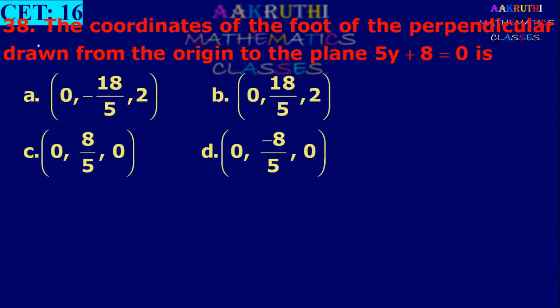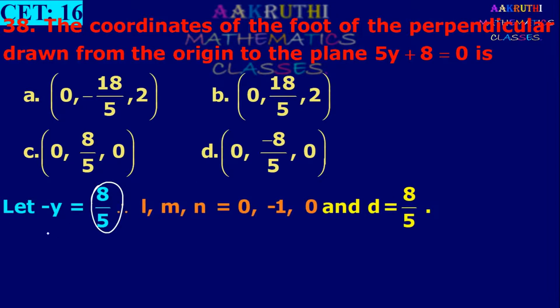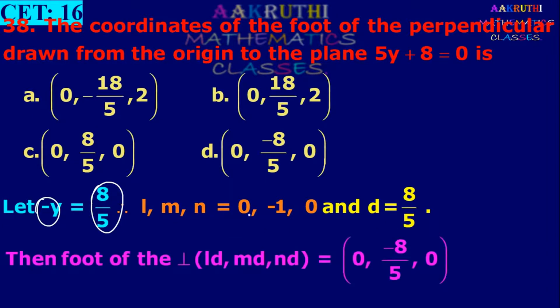Next question, question number 38, from CET 2016. Again the same type of problem. The coordinates of the foot of the perpendicular drawn from the origin to the plane 5y plus 8 equal to 0 is. Here also we can use that shortcut method, that is LD, MD and ND. We can write the equation as minus y equal to 8 by 5. So the distance is 8 by 5, and we get the L, M, N values: L is 0, M is minus 1 and N is 0, and D is equal to 8 by 5. Therefore the foot of the perpendicular is 0 into 8 by 5, which is 0; minus 1 into 8 by 5, which is minus 8 by 5; and 0 into 8 by 5, which is 0.